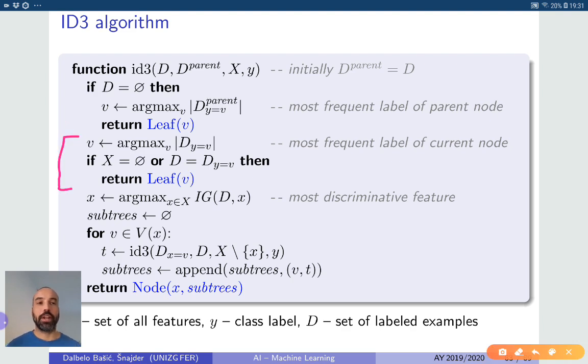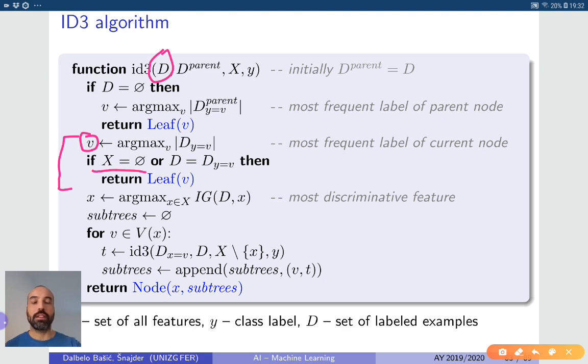The second part here is me computing the most frequent label on the current node. Well, initially it's going to be the most frequent label of the entire dataset, but as I'm recursively partitioning the dataset, it's going to be the most frequent label for the examples covered by the node I'm currently looking at. And I'm storing this in the V variable. And now I'm checking for two things.